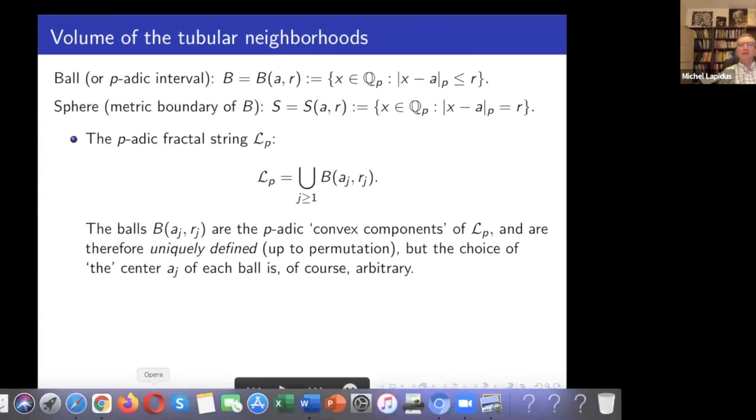Oh, I see that my time is coming up soon. So the p-Adic Cantor string. You know what? I'm going to skip that.